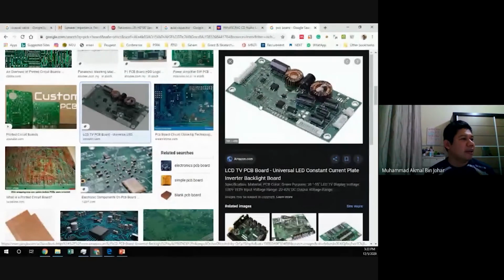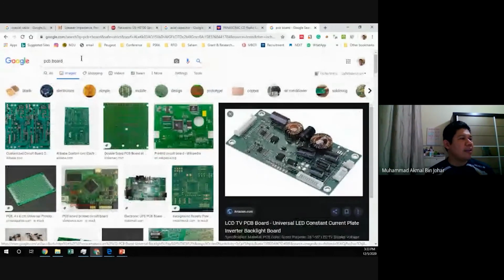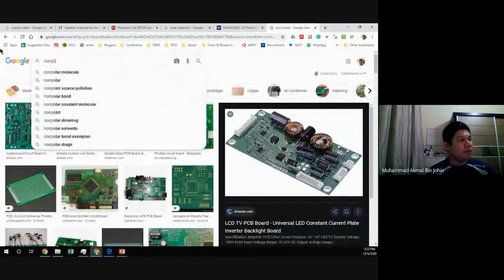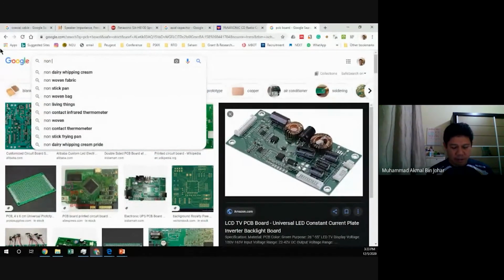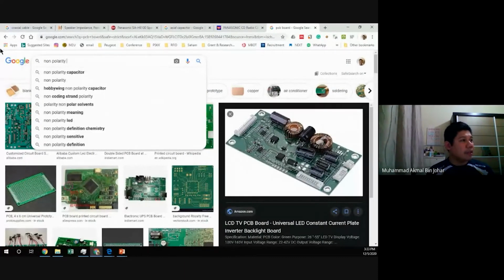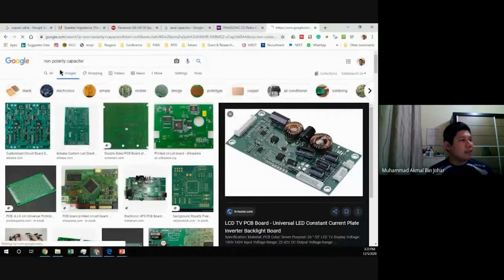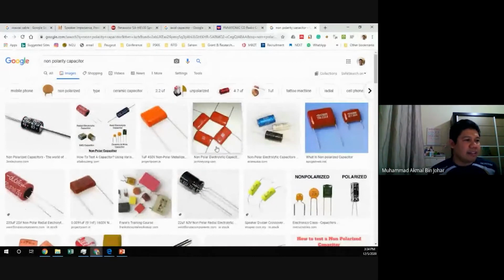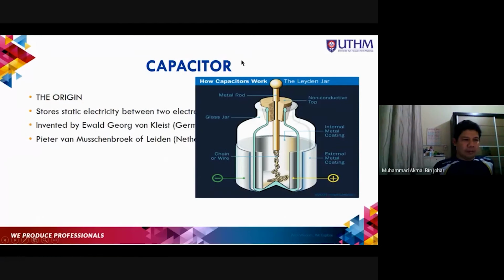Okay. So for a non-polarity capacitor, this is an example of non-polarity. You can put it in either way. No problem. Okay.